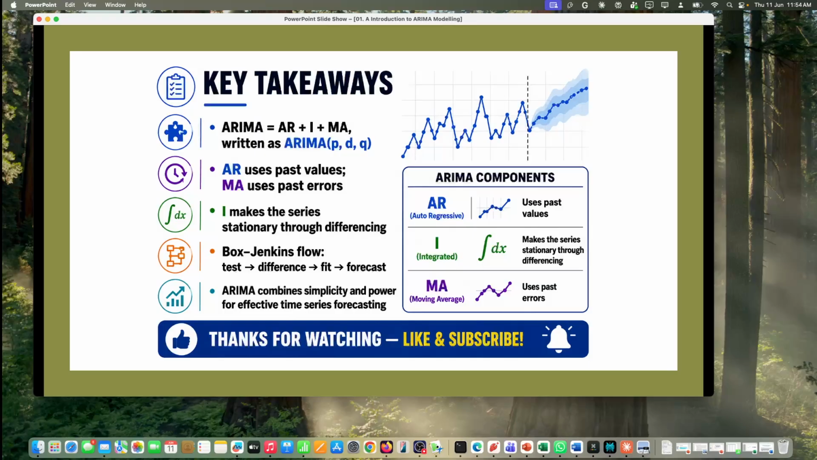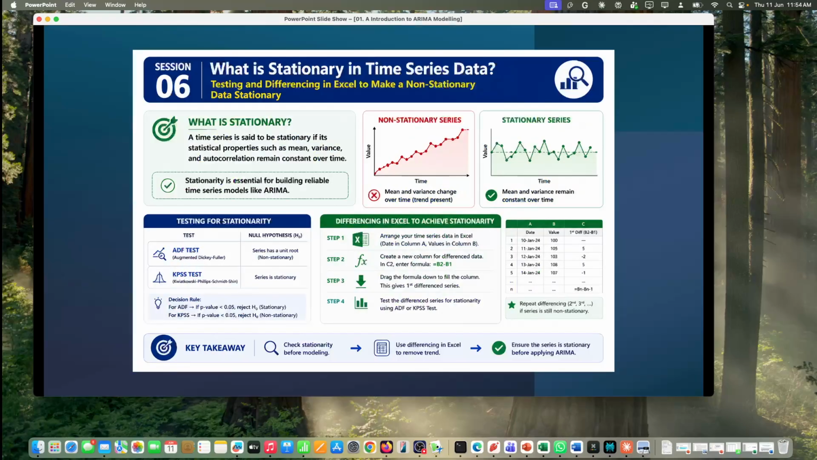Thanks for watching. In the next series, we will go through Excel. We'll do some illustration on what is time series and what is stationarity. How do you test for stationarity? What are the simple methods in Excel apart from visualization? And then how do you make this non-stationary data stationary by using differencing?